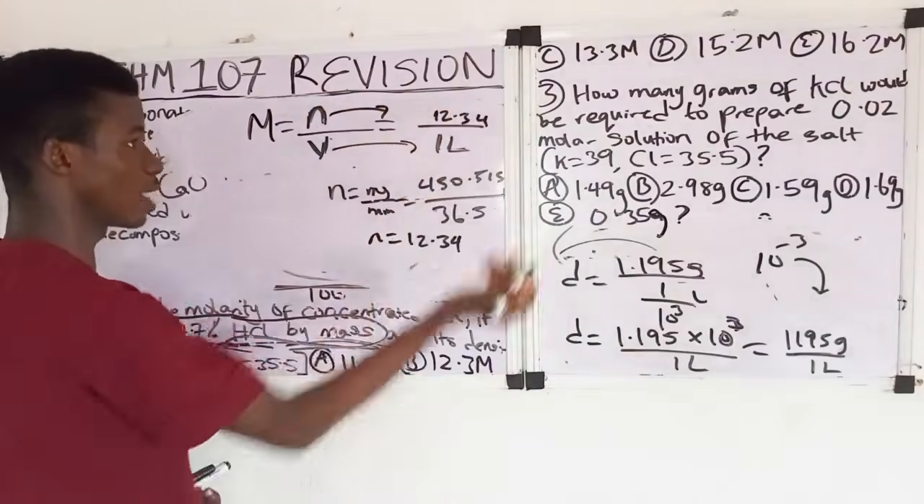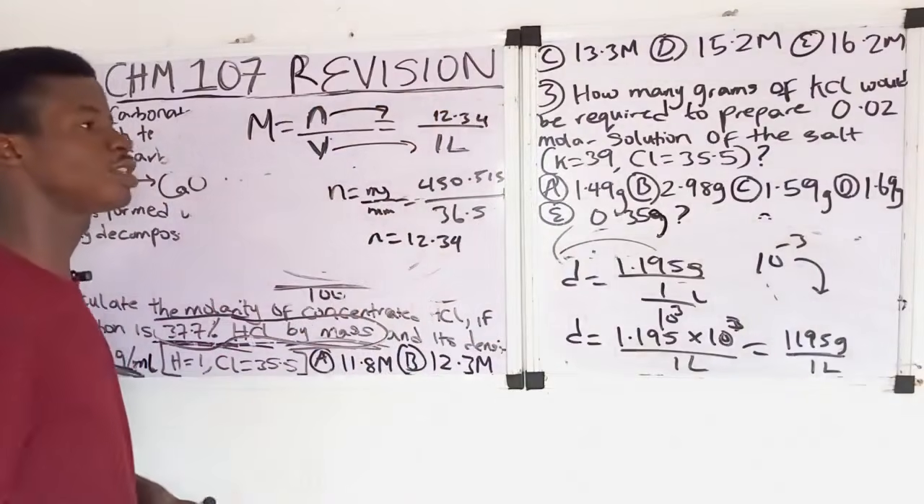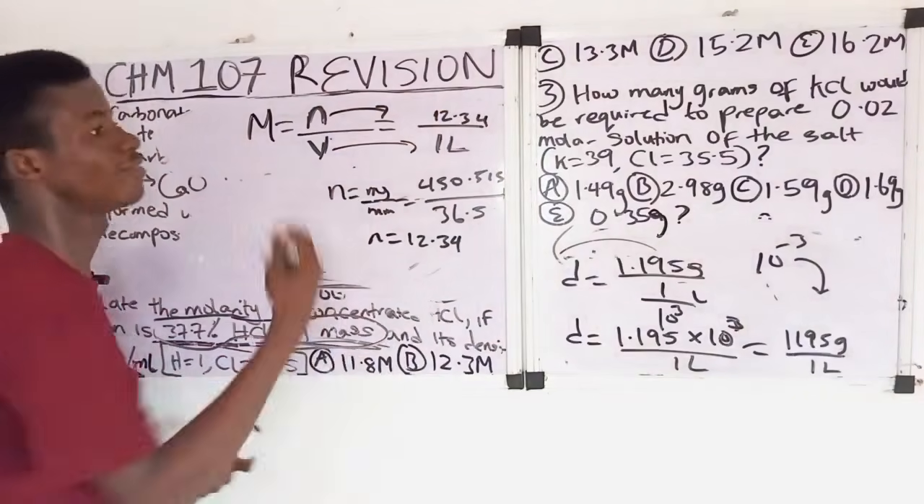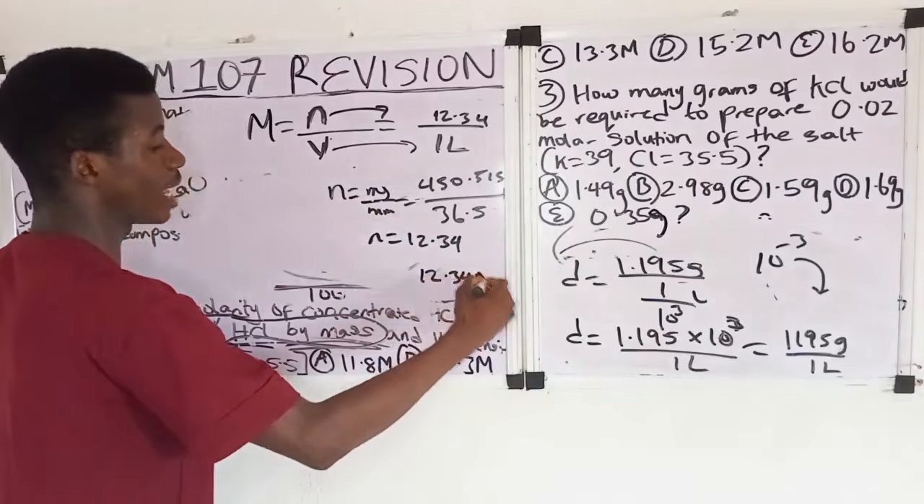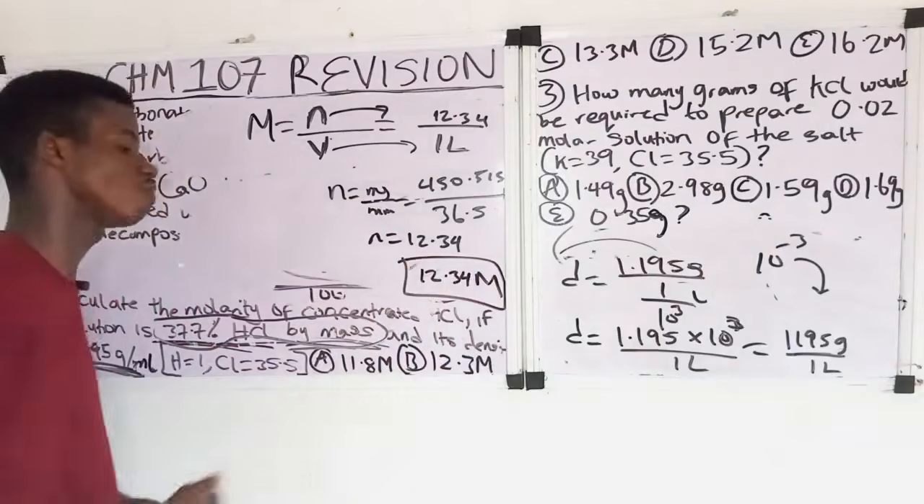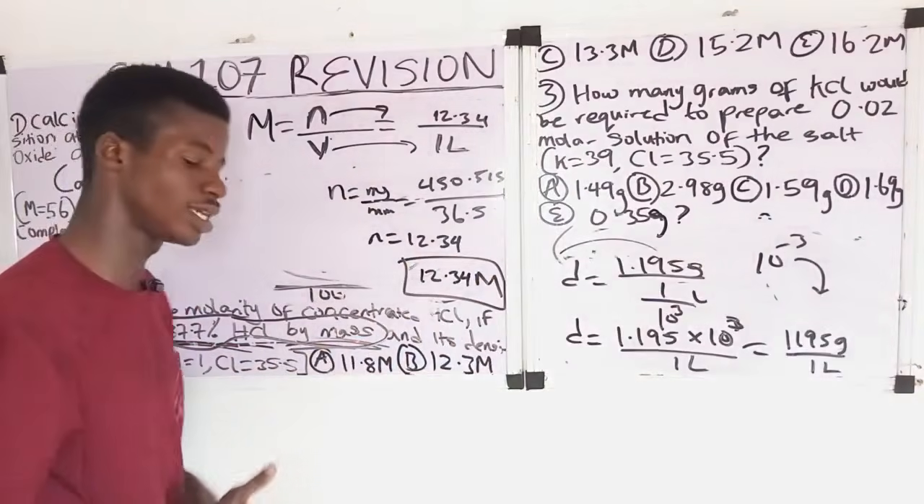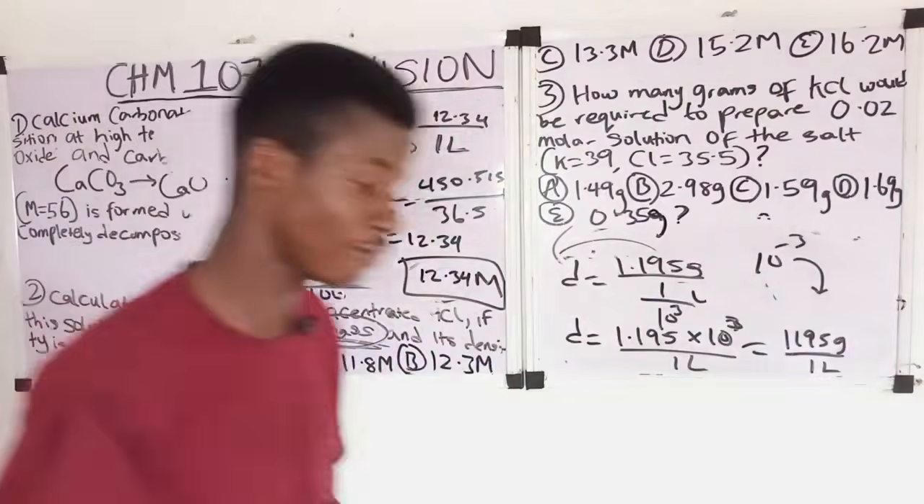12.34. The volume is what? 1, right? So if you divide 12.34 by 1 liter, it will still give us 12.34 molarity. So the molarity is 12.34, which is B. Okay, so that is how to solve it.